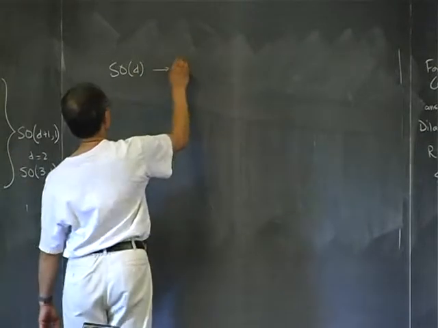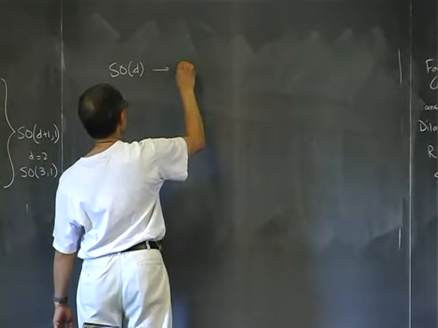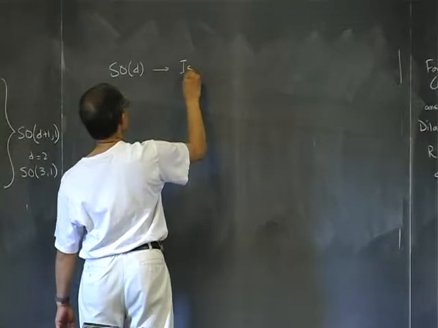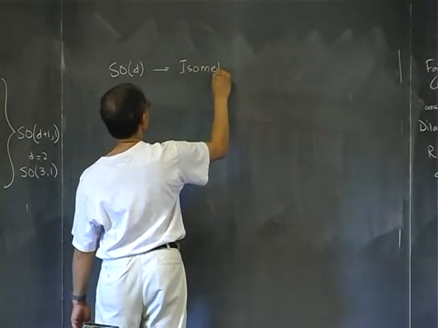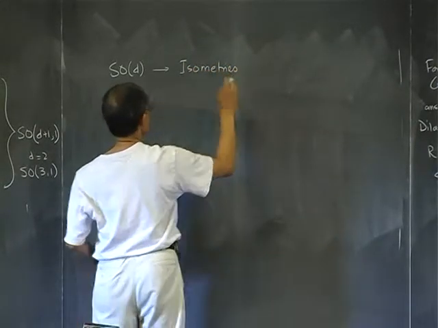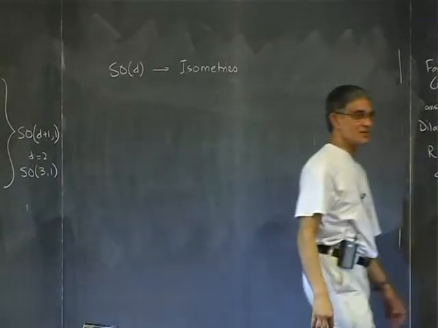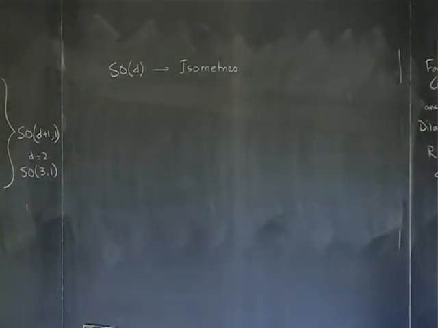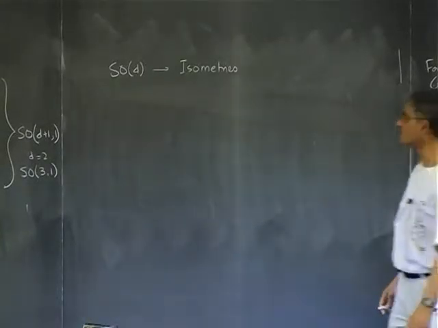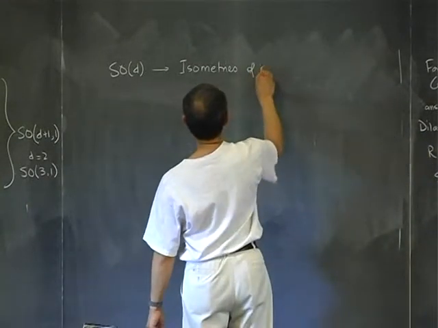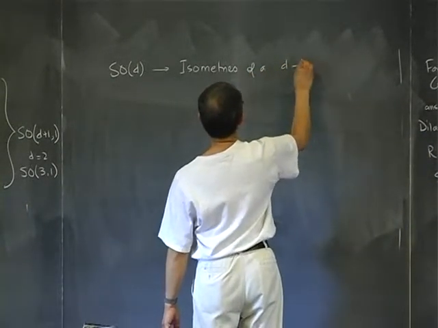So, this is what I will call isometries. Isometries are, roughly speaking, symmetries which keep the metric the same on a d minus 1 dimensional sphere.